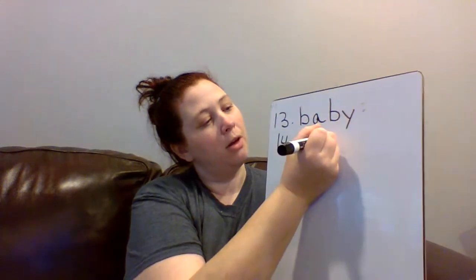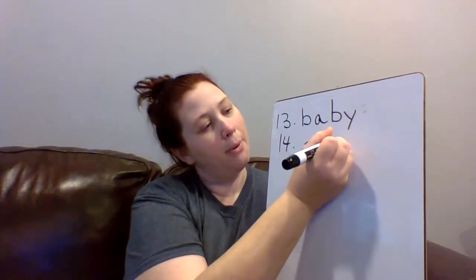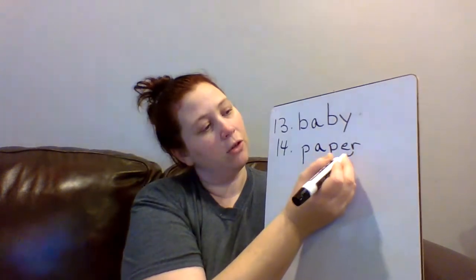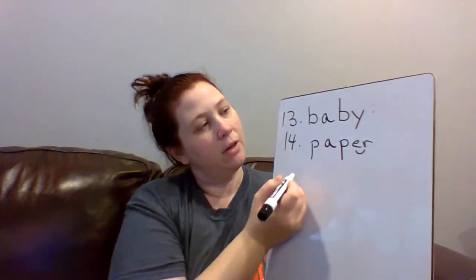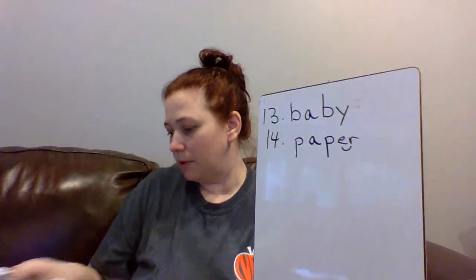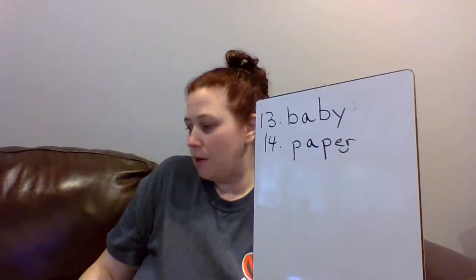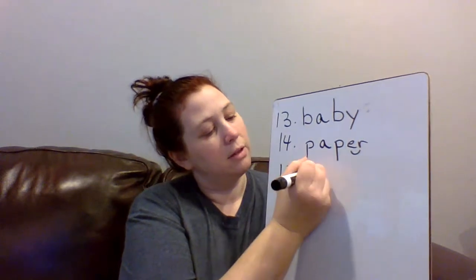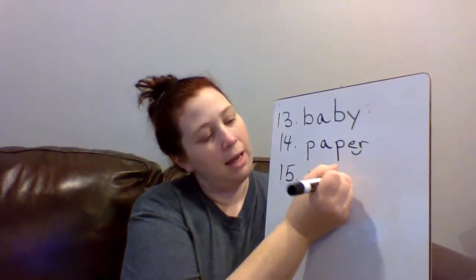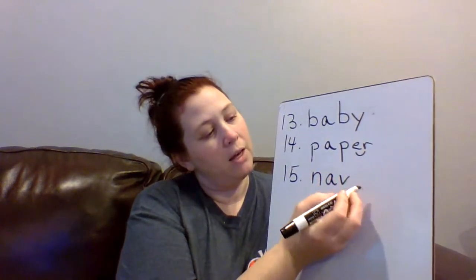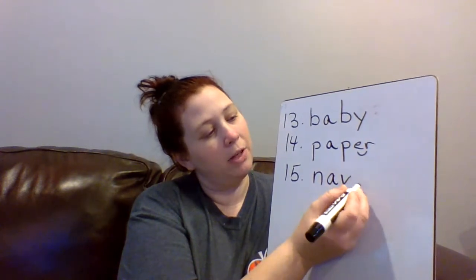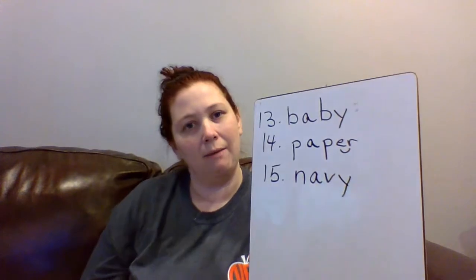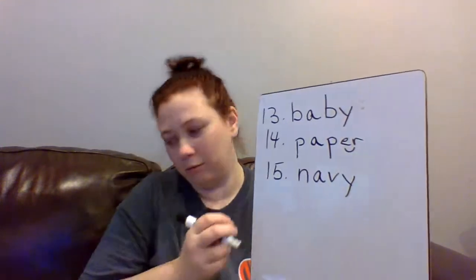Number 14 is paper. So we have P-A, and then there's our combination ER, and then our A would say its name there. All right, next is navy. N-A, and then we know we don't end in that, but if we put an E there, it would be nave, right? So we're going to put that Y, navy, to make that E sound.